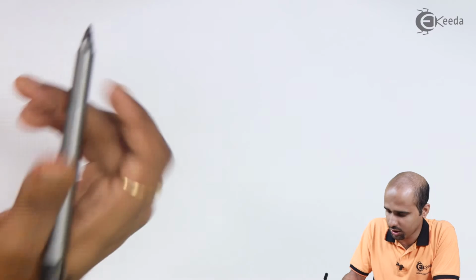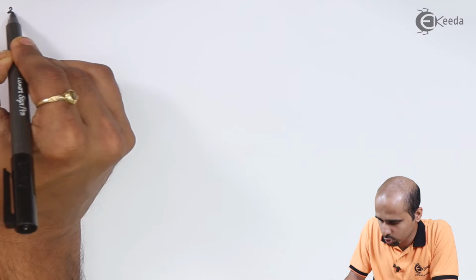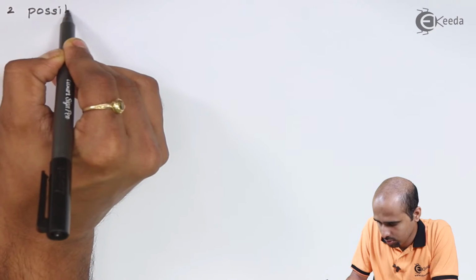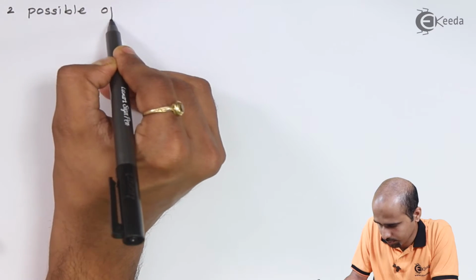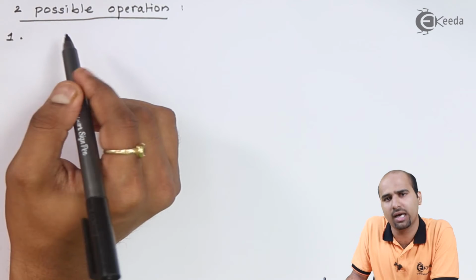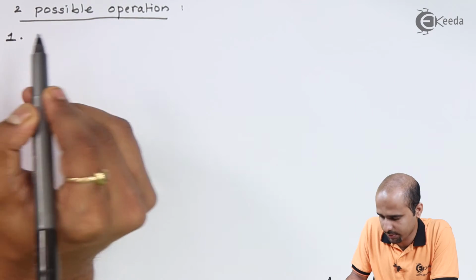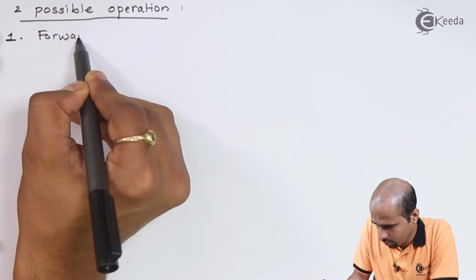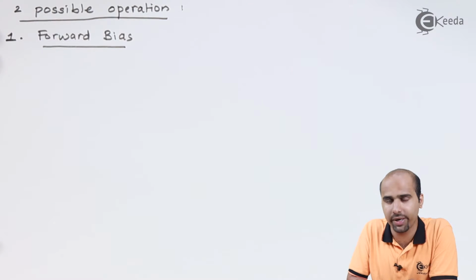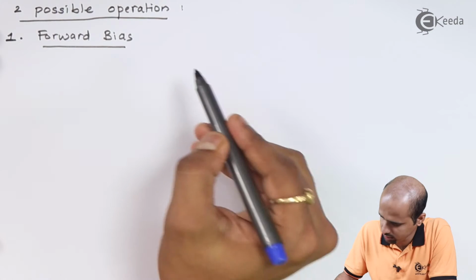Now we will explain the working in the form of drift operation. In the drift operation, we will have two possible operations. One is called forward bias and another is called reverse bias. Again we will repeat this particular circuit.